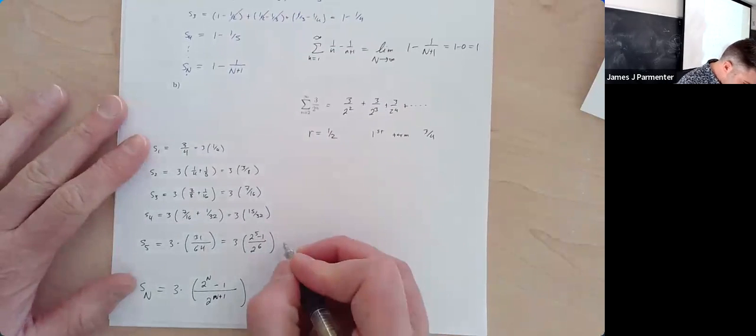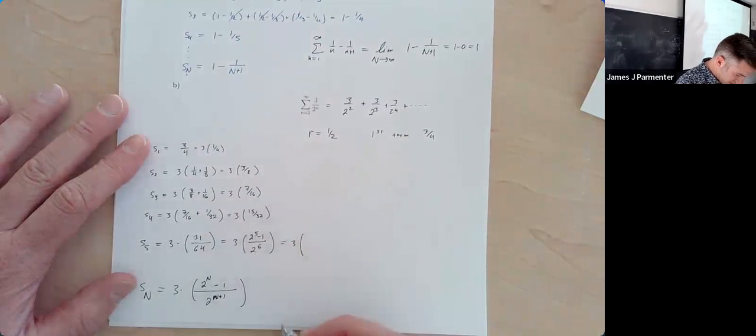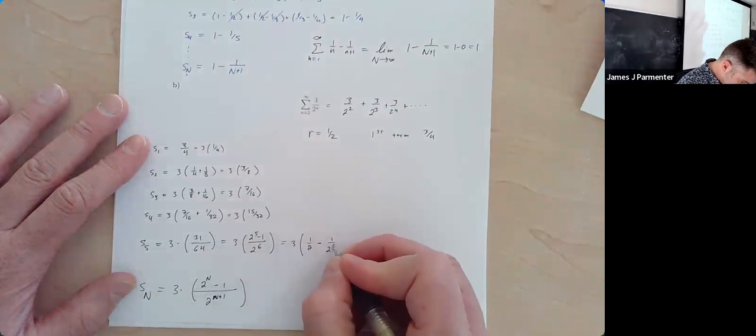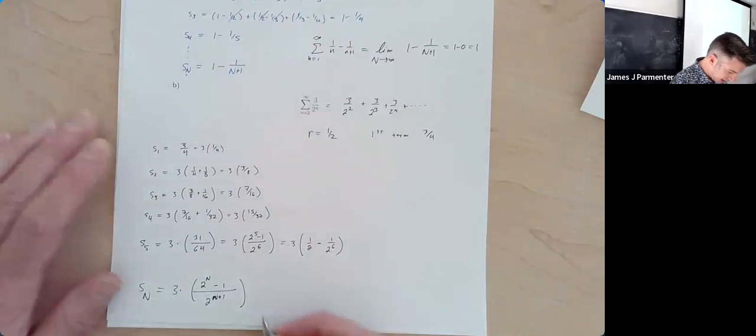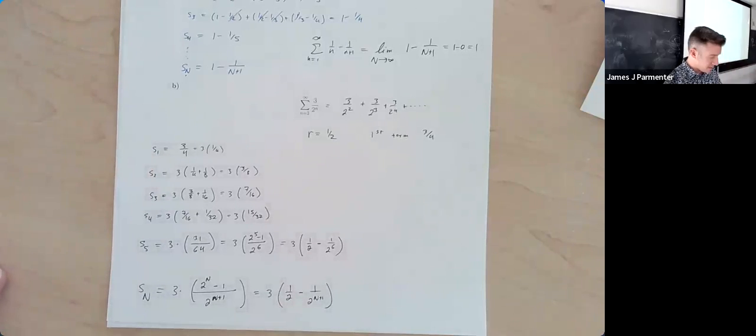It might have been better to have done it like this. This looks like 3 times 2 to the 5th over 2 to the 6th, which is 1/2, minus 1 over 2 to the 6th. So I could actually write this as 3 times 1/2 minus 1 over 2 to the n plus 1. And now I'm ready to take the limit.